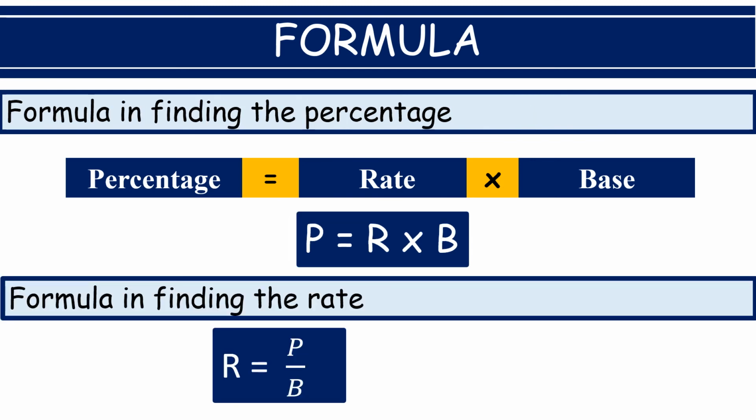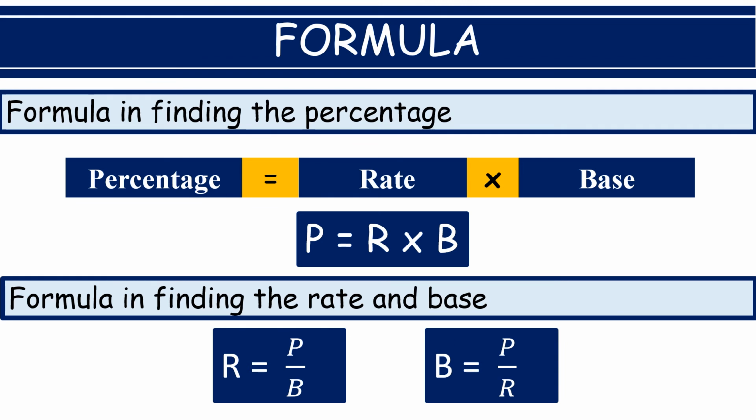From this formula, we can now derive the formula in finding the base and rate. So, for the rate, R is equal to P over B, or rate equals percentage over base. While for the base, the formula is B equals P over R, or base equals percentage over rate.